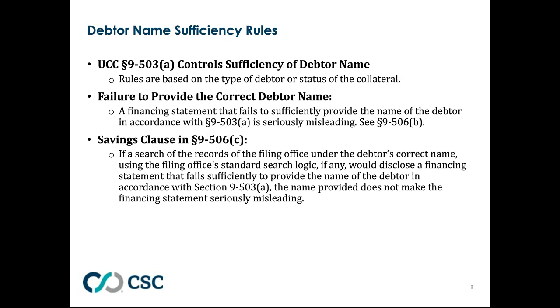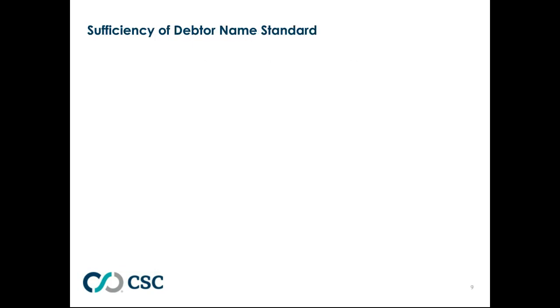But under 9-506(c), if a search of the correct debtor name in the filing office records using the jurisdiction's standard search logic would disclose the financing statement that fails to sufficiently provide the name of the debtor, then that insufficient name doesn't render the financing statement seriously misleading. So it's important to understand here that strict compliance with 9-503(a) is required, or it has to show up on a search conducted in compliance with Section 9-506(c).